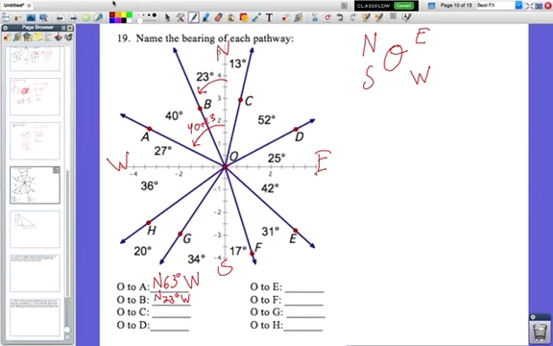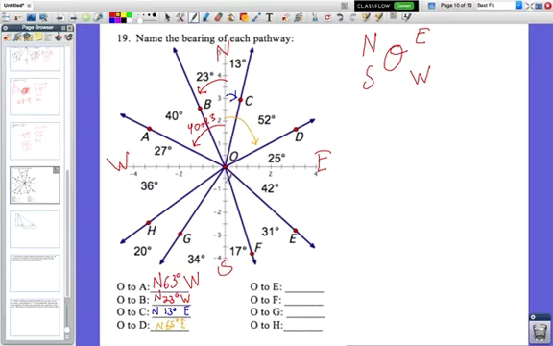Now going O to C, I'm going to have this in a different color. O to C, I'm going north, and now I'm going east, and I'm going 13 degrees. So north 13 degrees east. Now, let's look at going from O to D. I need to combine 13 and 52. When I combine 13 and 52, I'm going to get 65 degrees. But remember, when I'm labeling, it's going to be north 65 degrees east.